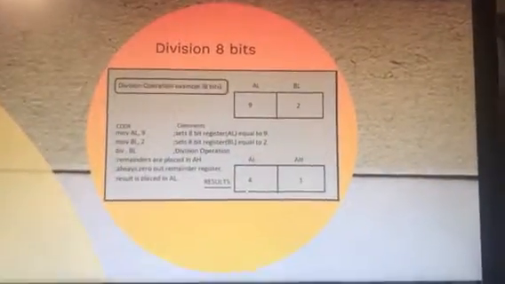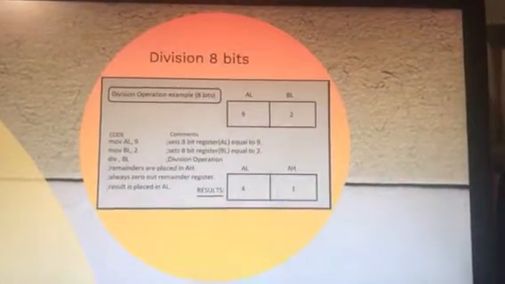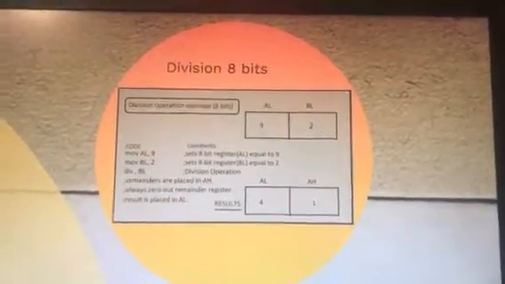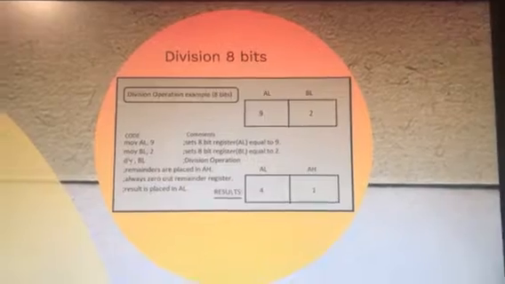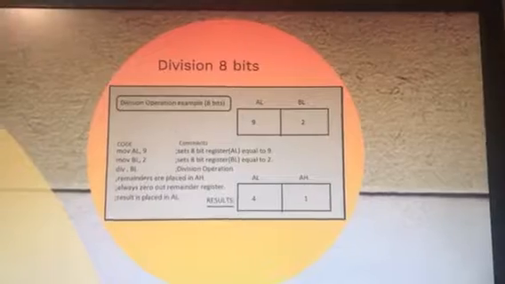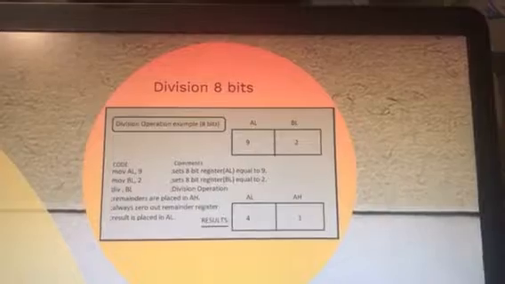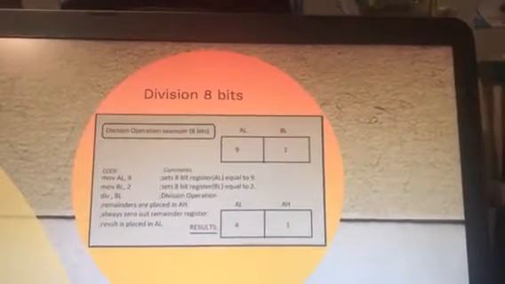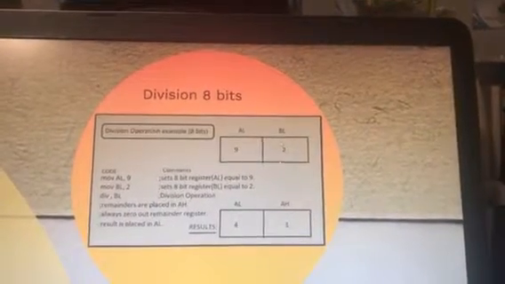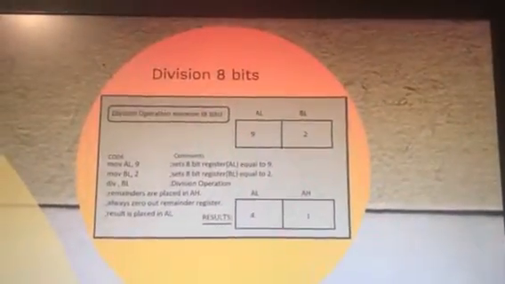We have 8 bits. Here we have code to the left, comments to the right. We have 8-bit registers AL and BL, with values of 9 and 2. We have our division operation right here, similar to that of the multiplication command, and the remainder is placed in AH. Remember to always zero it out after a certain procedure is done, and the result is placed in AL. So 9 divided by 2 is 4 with a remainder of 1 for 8 bits.